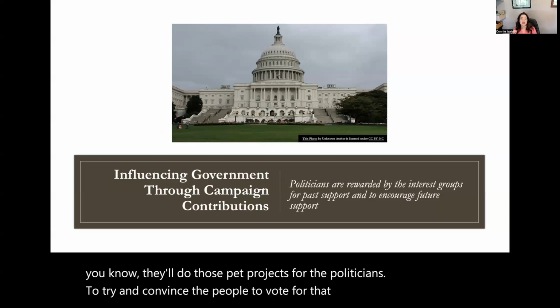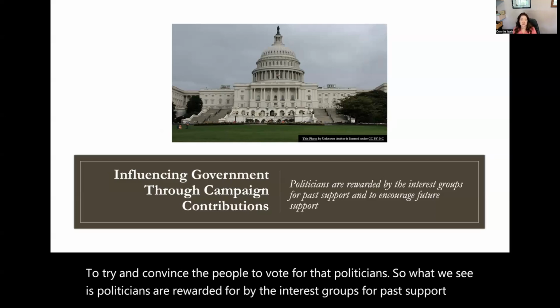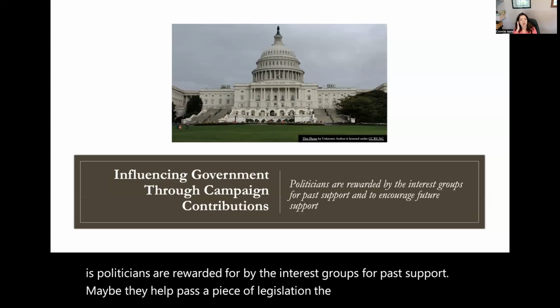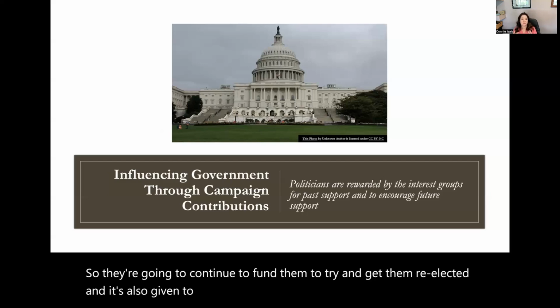So what we see is politicians are rewarded by the interest groups for past support. Maybe they helped pass a piece of legislation in the last congressional term, so they're going to continue to fund them to try and get them reelected. And it's also given to sort of encourage future electoral support as well.